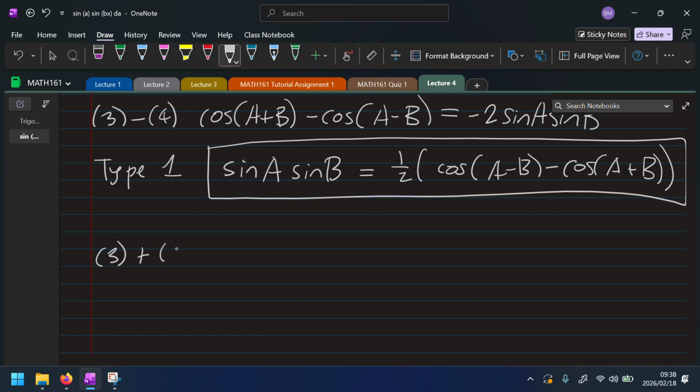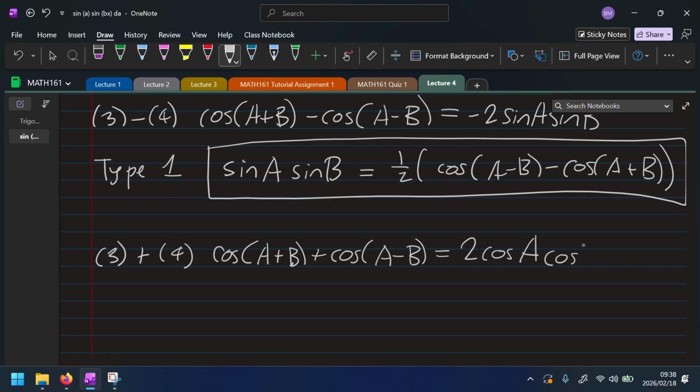So equation 3 plus equation 4. Okay, so the sine terms, they cancelled. Let's take the half over to the other side.